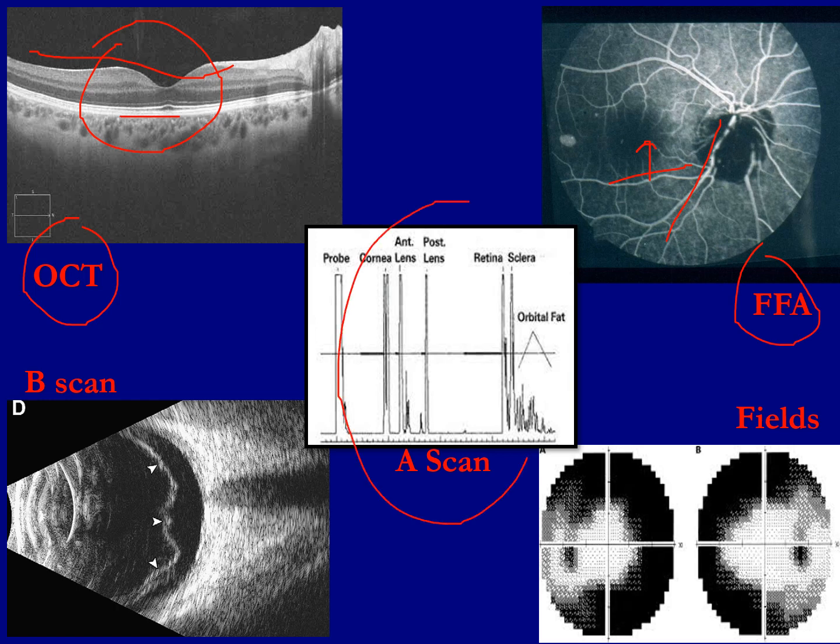This is A scan. A scan is for axial length. So this spike is from the cornea and this spike from the retina. So the distance between the two is the axial length of the eye. This one is the B scan, which is a two-dimensional test. You use it when there's an opaque lens and you cannot see the retina. The B scan can actually give you the picture behind the opaque cornea or behind the white lens. Like in this picture, you can see the retina is detached, which you cannot otherwise see.